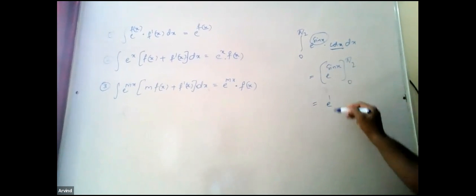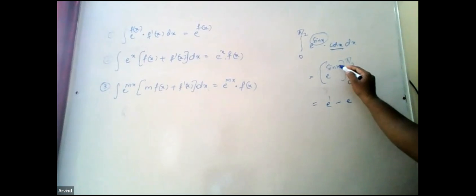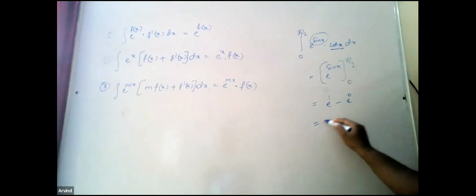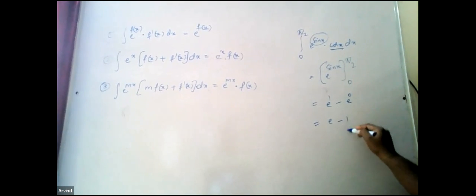So sin pi by 2 is 1, so e to the power 1, minus e to the power sin 0, which is 0, so e to the power 0, which is 1. Therefore, it is e minus 1. So we have used the first formula.